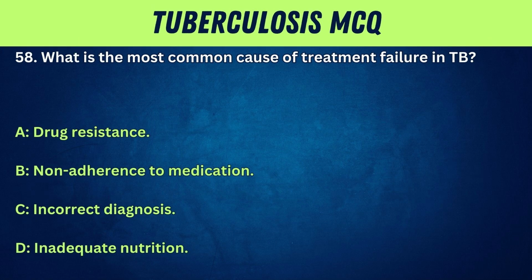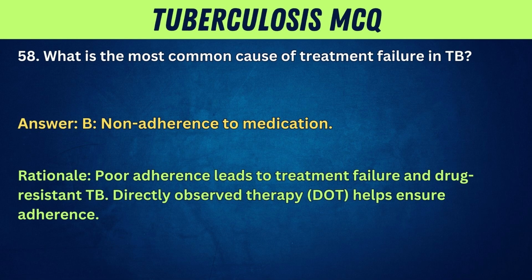58. What is the most common cause of treatment failure in TB? A. Drug resistance. B. Non-adherence to medication. C. Incorrect diagnosis. D. Inadequate nutrition. Answer: B. Non-adherence to medication. Rationale: poor adherence leads to treatment failure and drug-resistant TB. Directly observed therapy, DOT, helps ensure adherence.